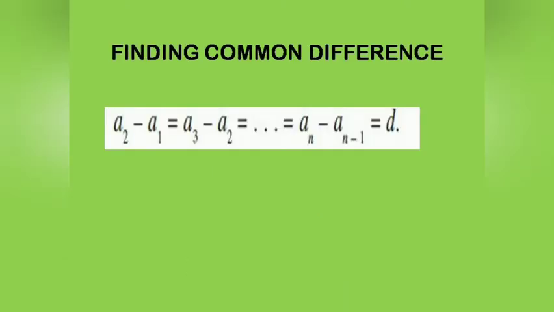Further we have the method. How do we find out the common difference? Common difference is the difference between consecutive terms. So over here, if we have terms a1, a2, a3 till an, then difference d would be a2 minus a1. That must be equal to a3 minus a2. It would be further equal to an minus an minus 1. An would be the last term and an minus 1 is the term preceding the last term.